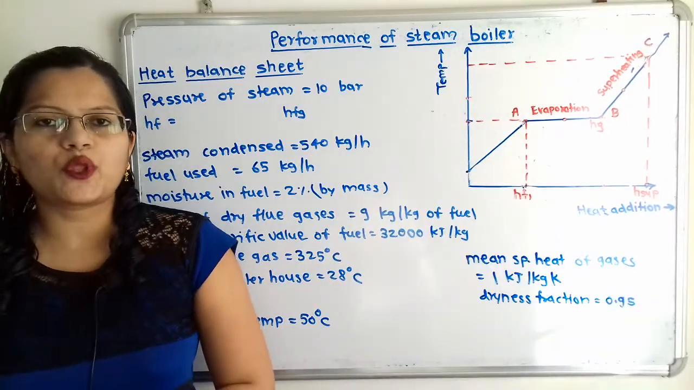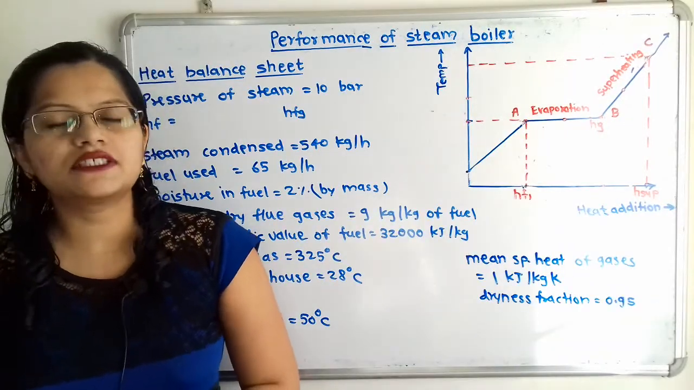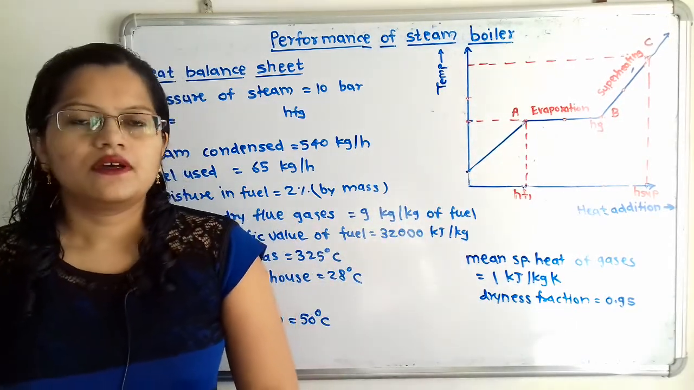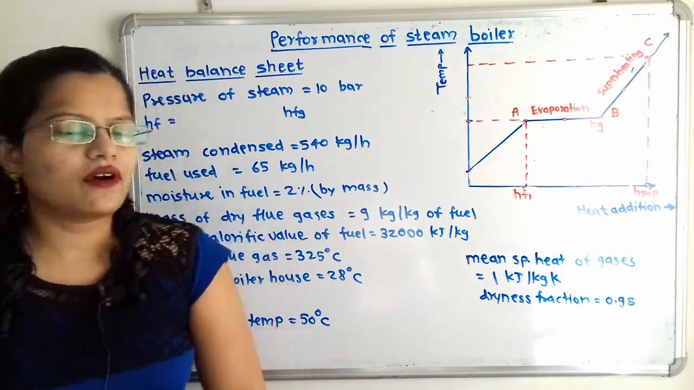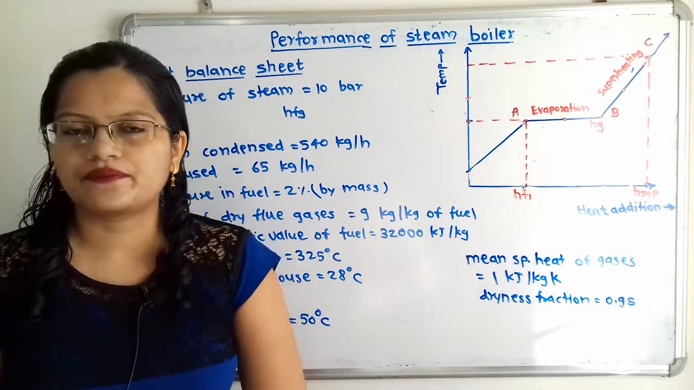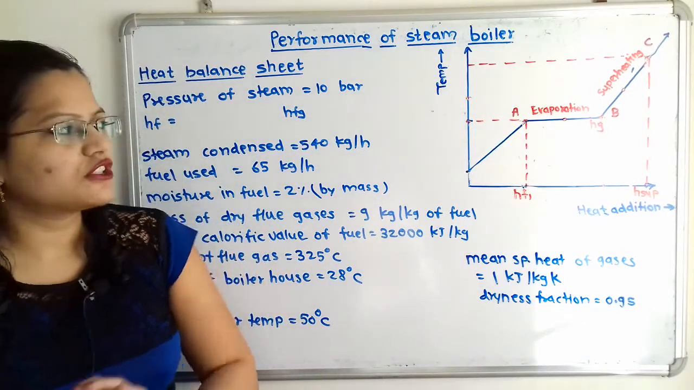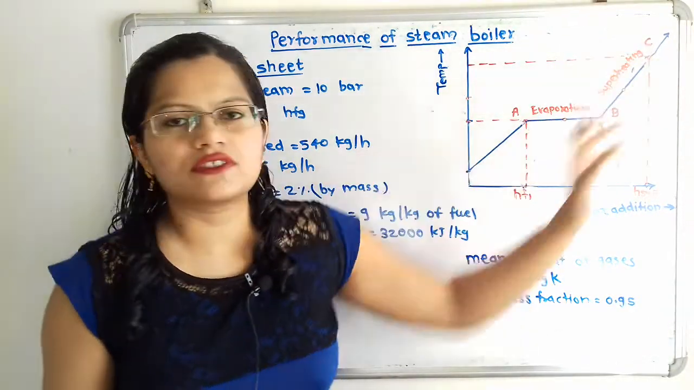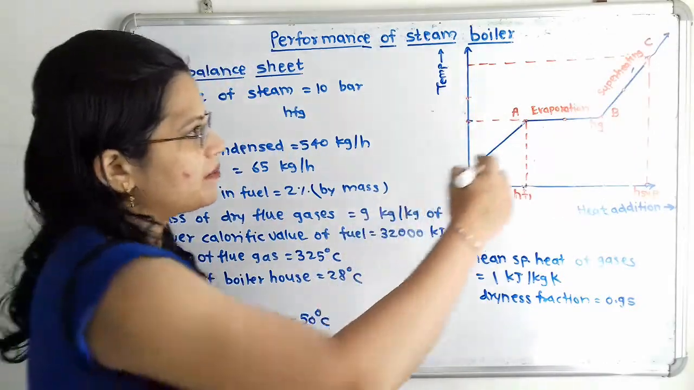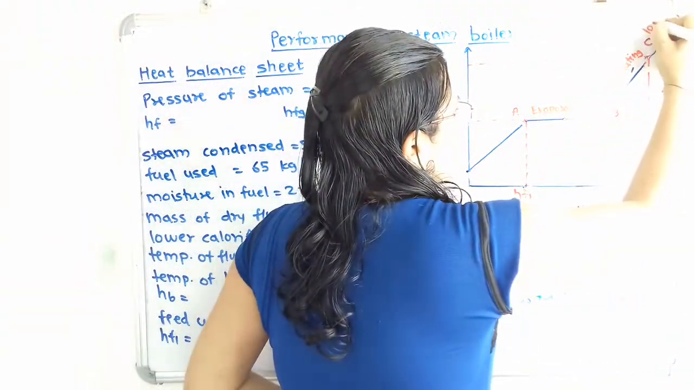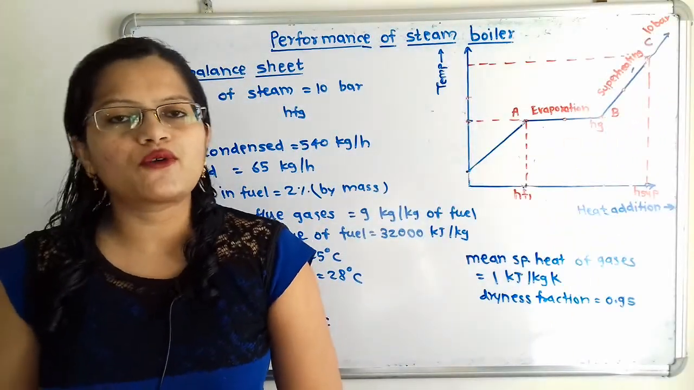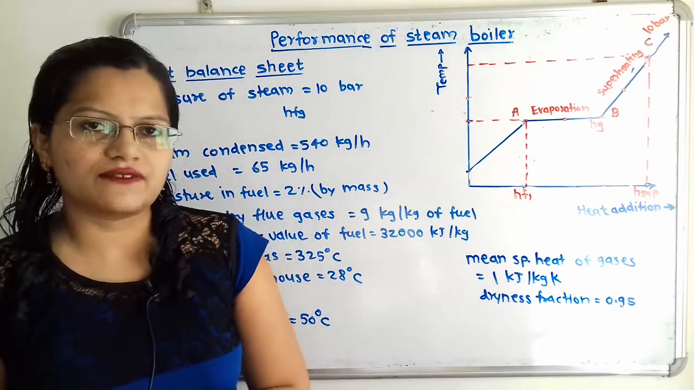Now we will solve one problem to prepare the heat balance sheet with the help of the phase change process of water diagram. We will move to the given data. So first it is given that the pressure of steam is 10 bar. So this phase change process of water is taking place at constant pressure. So we will say that this process is taking place at 10 bar. So I will mention here the constant pressure is 10 bar. Now at this 10 bar pressure we will find out the values of hf and hfg.